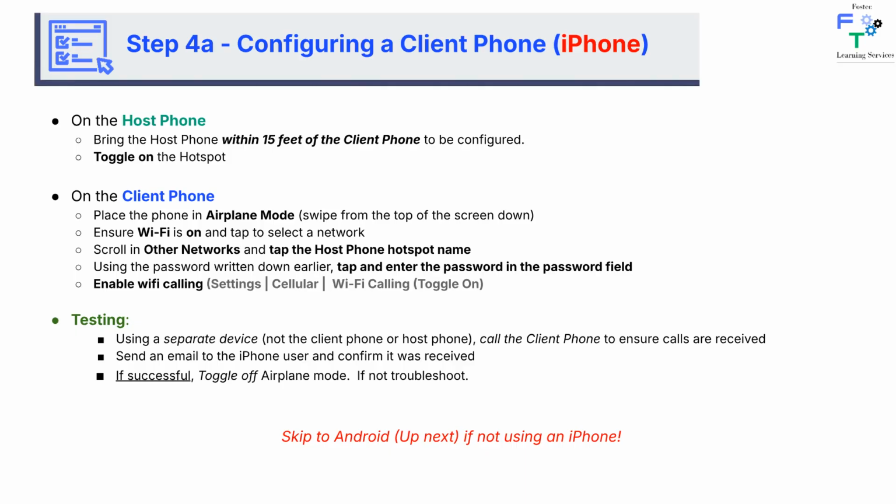To test the call portion, it's recommended if possible to use a phone other than the host phone, possibly a landline or someone else's cell phone. A correctly configured setup will receive the call. We also need to confirm the internet is working correctly. We do this by sending an email to the iPhone user. They should receive it within a minute.